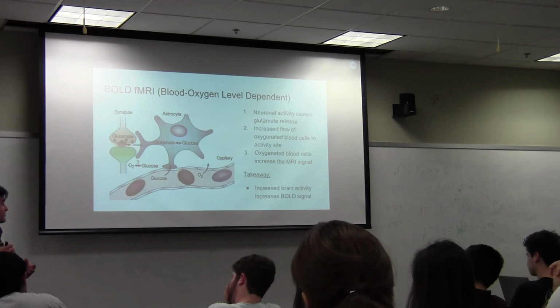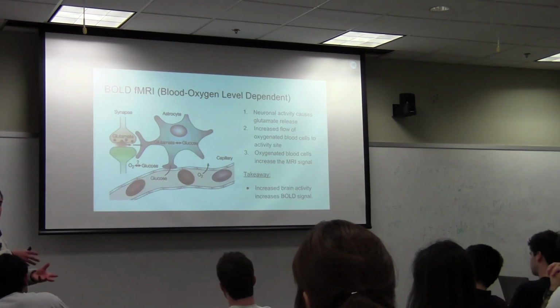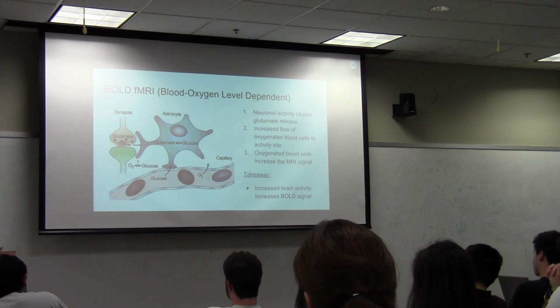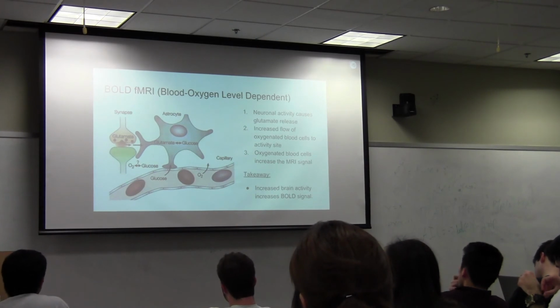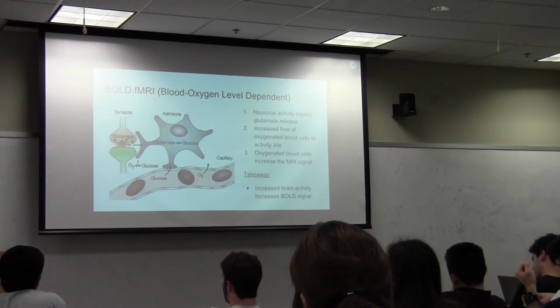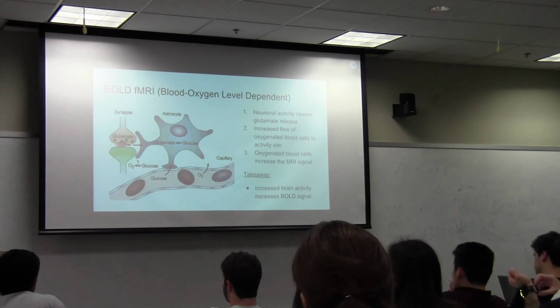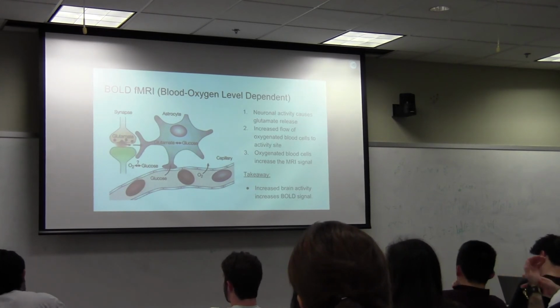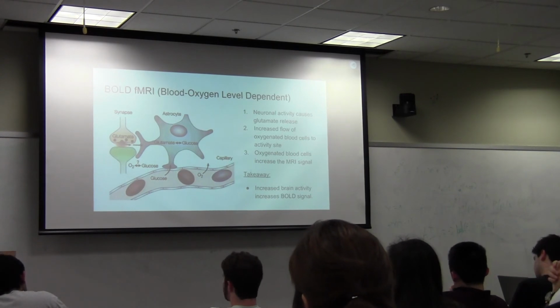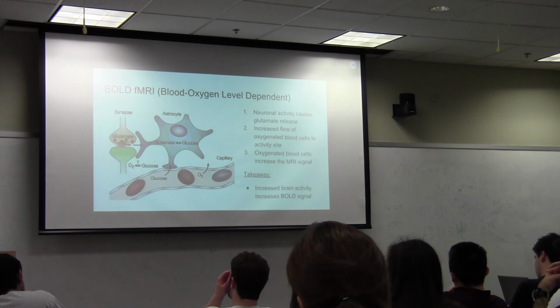The body responds by increasing blood flow to the area where the activity is happening, which increases the concentration of oxygenated red blood cells and the number of them around. And the oxygenated blood cells actually have a stronger MRI signal than the deoxygenated ones. So when you see a stronger signal on the BOLD fMRI, you know that there's more activity happening in that region of the brain. So basically thinking and increased neural activity is translated right to increased activity on the MRI screen.